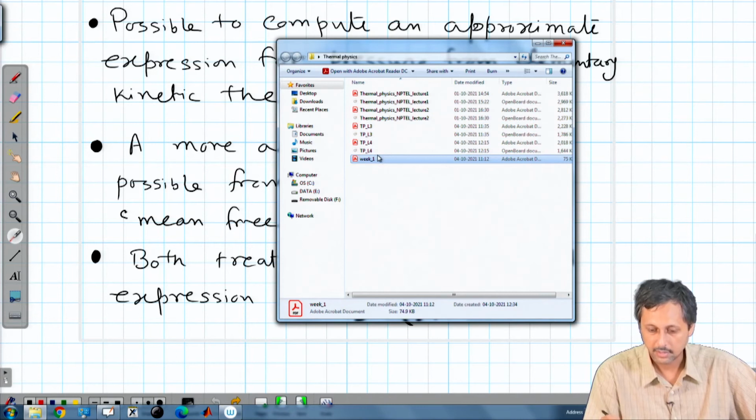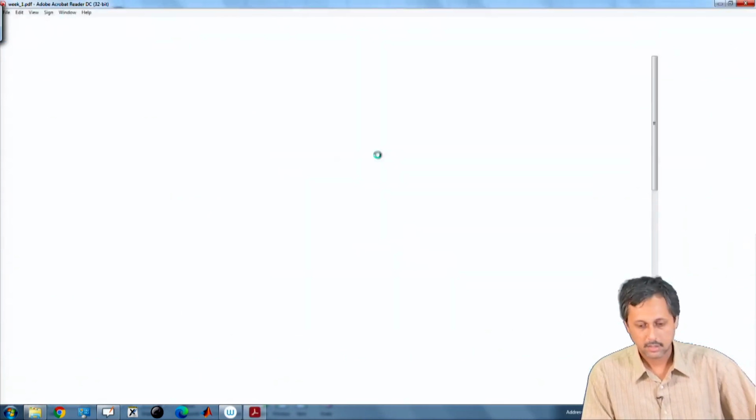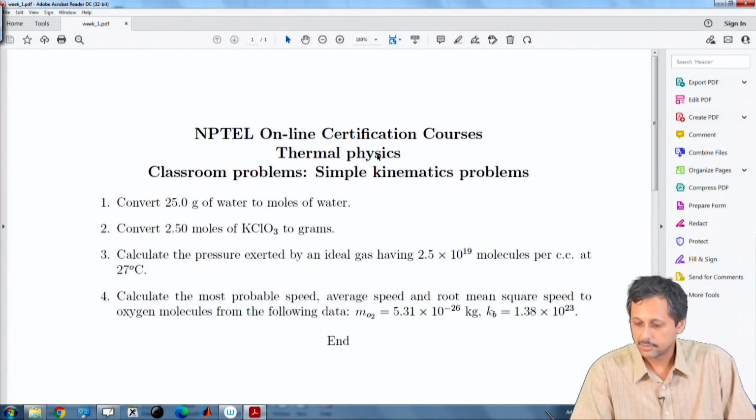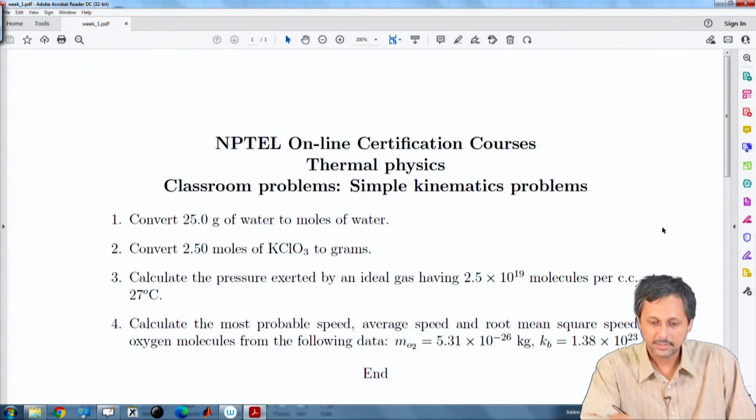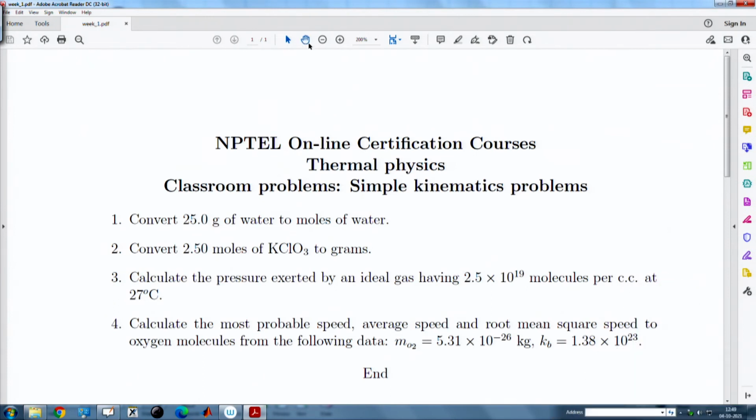I have a problem set prepared for you. It is not complete yet. At present I have added only 4 problems. Just a minute, it is a bit slow. Anyway, we can go into the problems.